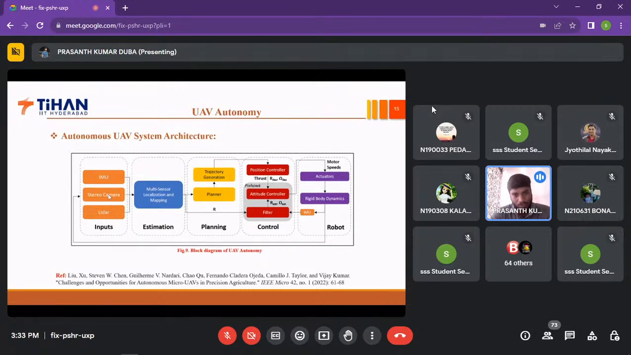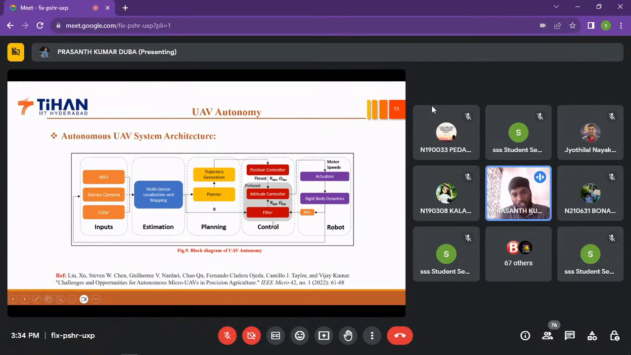And after this, when we get the data about the environment, we need to plan accordingly. We should first know the environment from the sensor data. After that, you need to estimate the current position of the UAV. From that, you need to pre-plan the path. Suppose if any obstacle is there, you need to replan it. After this planning and trajectory generation, it will go to the controlling part.